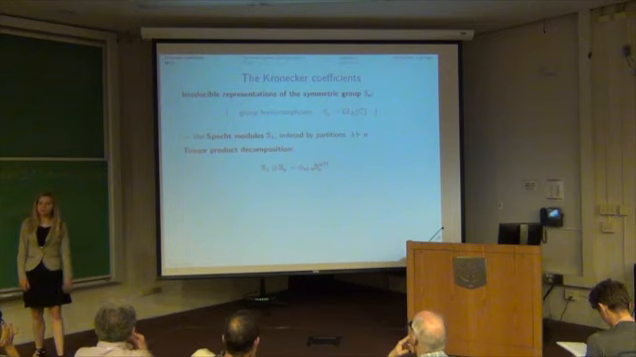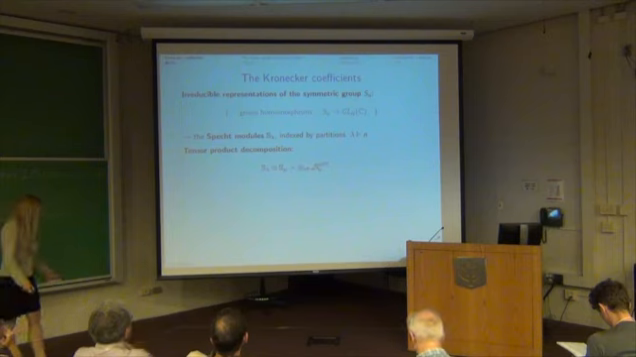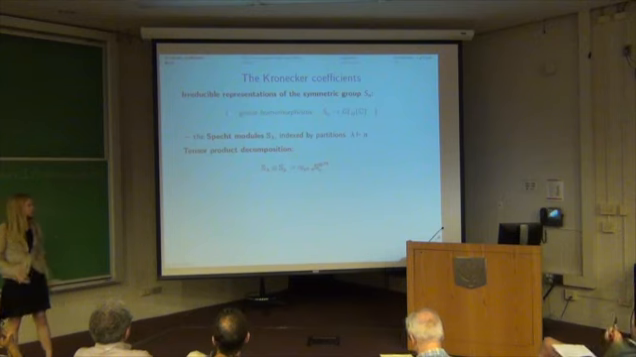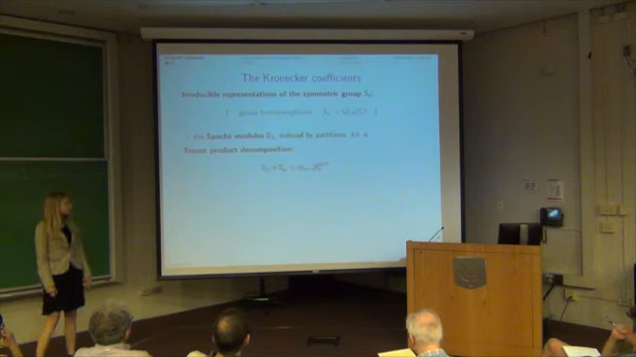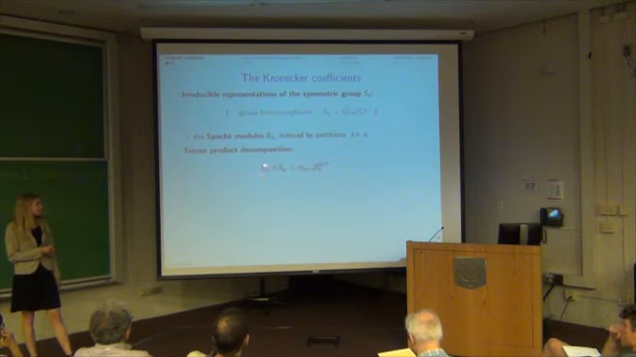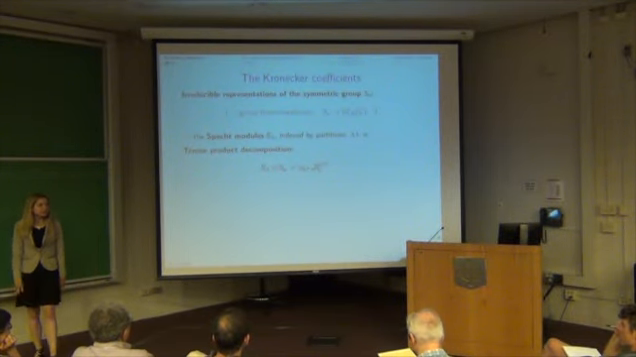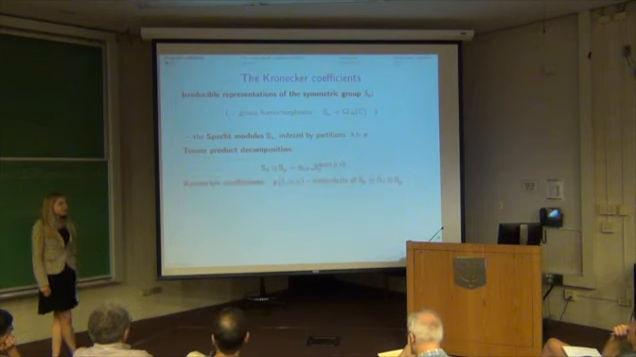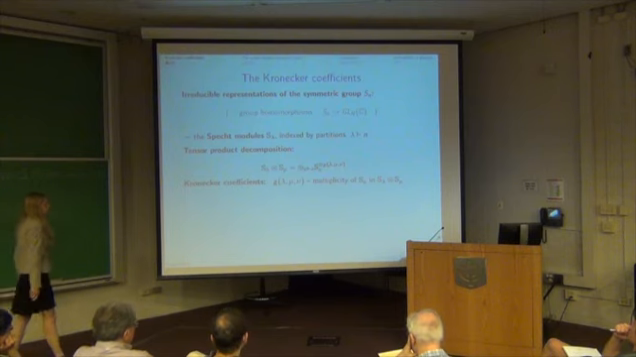Okay, so hopefully you were all here for the previous talk, so I don't need to redefine everything. But what is this about? We have irreducible representations of the symmetric group, not to be confused with the general linear group. They're indexed by partitions of n. Then the question is, if we take two irreducible representations and take their tensor product, which is also a representation of the symmetric group, how does this decompose into irreducibles, or in other words, what are their multiplicities? And these multiplicities are exactly the Kronecker coefficients, g of lambda, mu, nu.